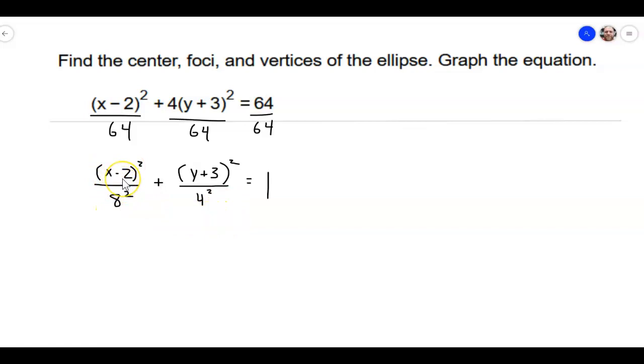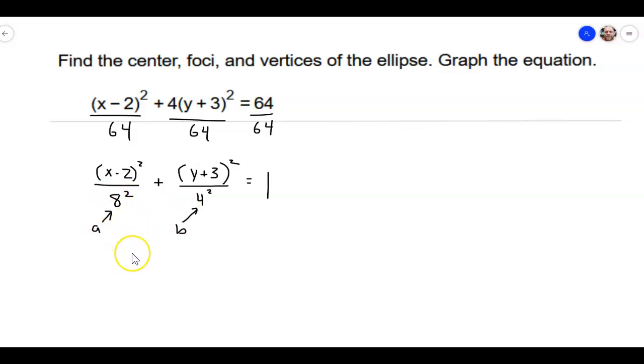All right, now I'm looking to see which one has the larger value on the bottom, and it's the one under the x squared term, so that is going to be my major axis. That means this thing is being stretched horizontally. So this 8 is going to be our A, and this 4 is going to be our B. Now, if the larger value is under the y squared term, then that would be our A. Basically, the larger value is going to be your A.